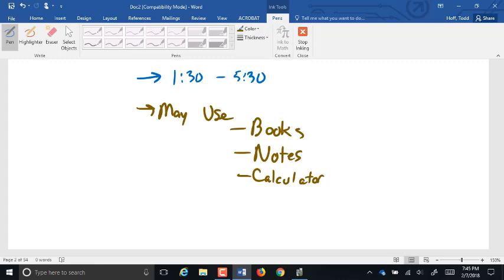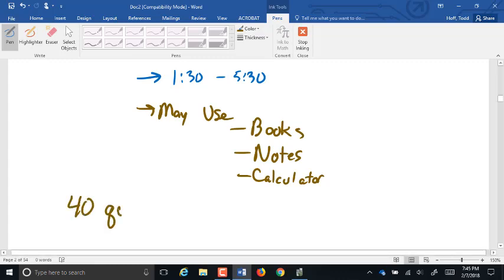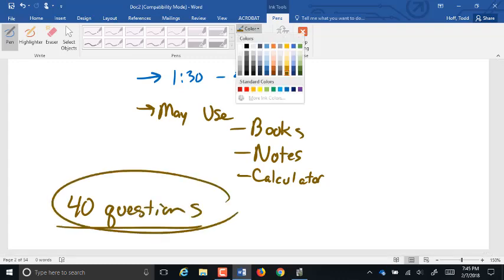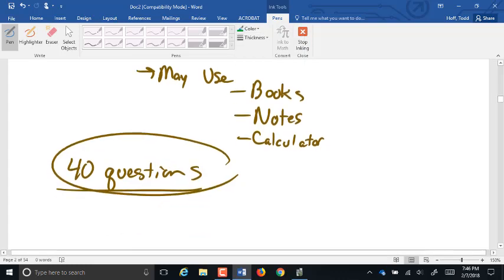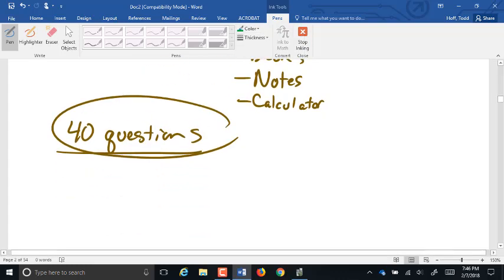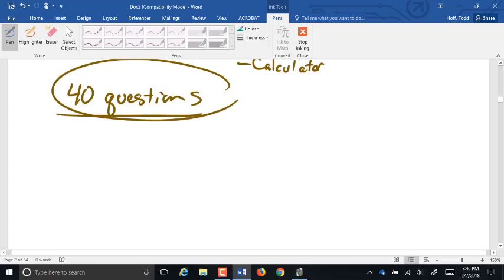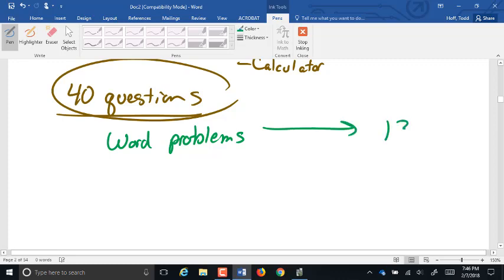So now the test itself. This test is 40 questions. How is that broken down? The biggest question is usually, how many word problems? You're not going to like this number. There are 13 word problems.